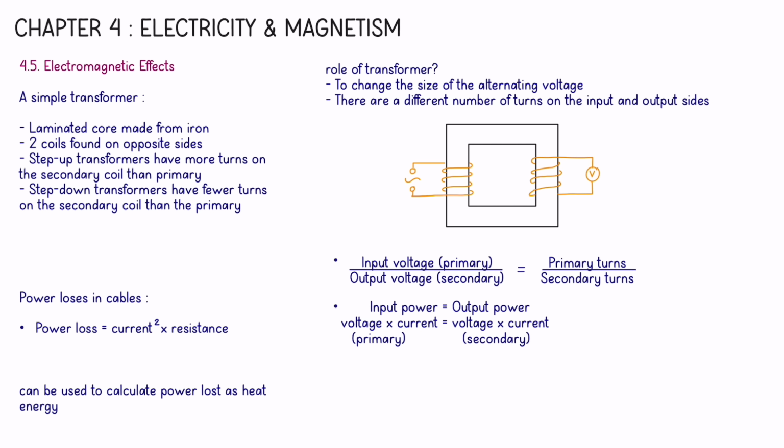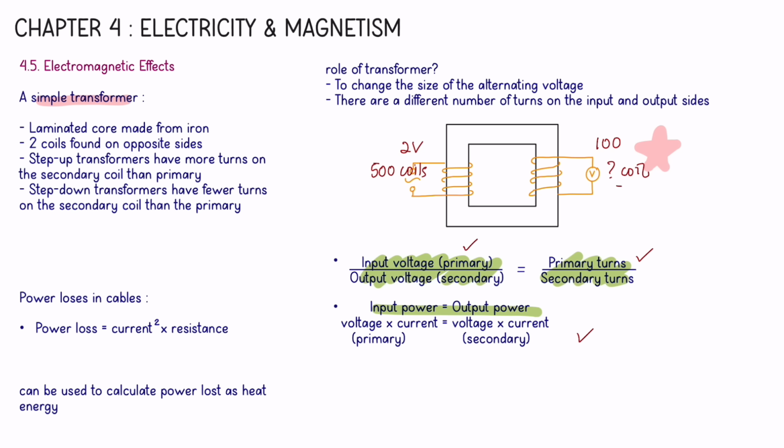And the last part of this chapter is electromagnetic effects. Make sure you know what a simple transformer is and how it works. This is what it looks like. When you're given a diagram of a transformer, they're either asking you to calculate the number of turns of coil, the input-output voltage, or the current.